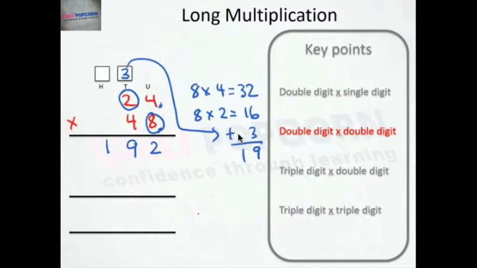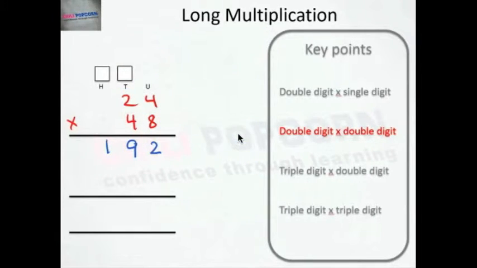So we now have to deal with the 4, right? We've multiplied by the 8 of the 48, but we still have to deal with the 4. So to do the 4, we have to first of all take the 4 and multiply it by the units. So that is 4 times 4, which is equal to 16. Now, before we write the 16, the first thing we have to do is to put a plus sign over here. And we'll come to that later.